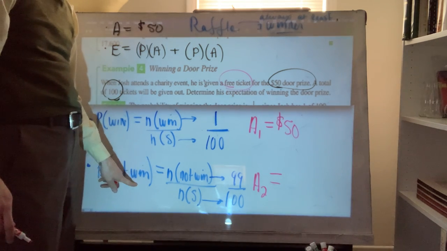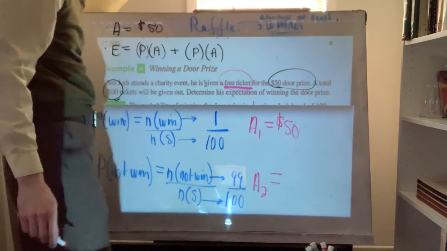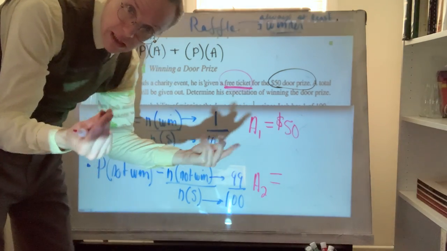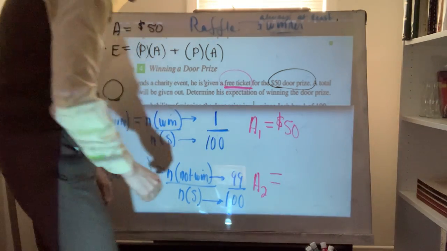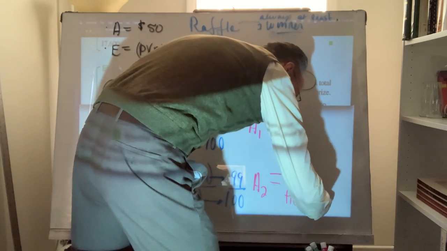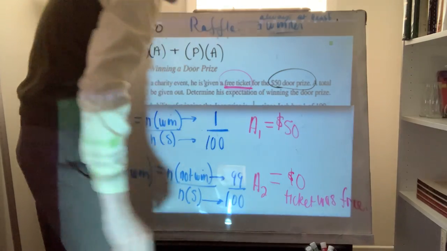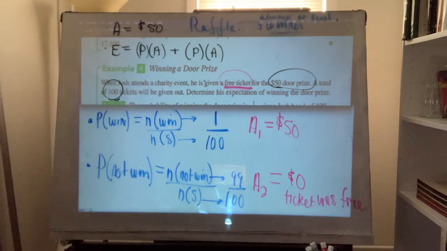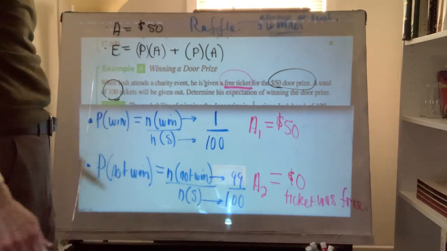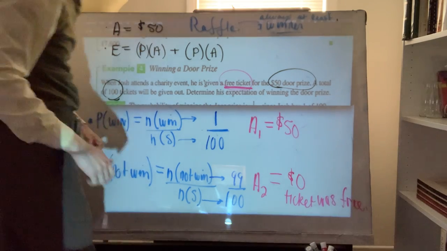Even if the person didn't win, because they were given a free ticket, is there any loss on their part, really, in terms of money? No, it would be $0 because the ticket was free. So they have everything to gain and nothing to lose, basically. Anyhow, let's insert those values where they belong appropriately.